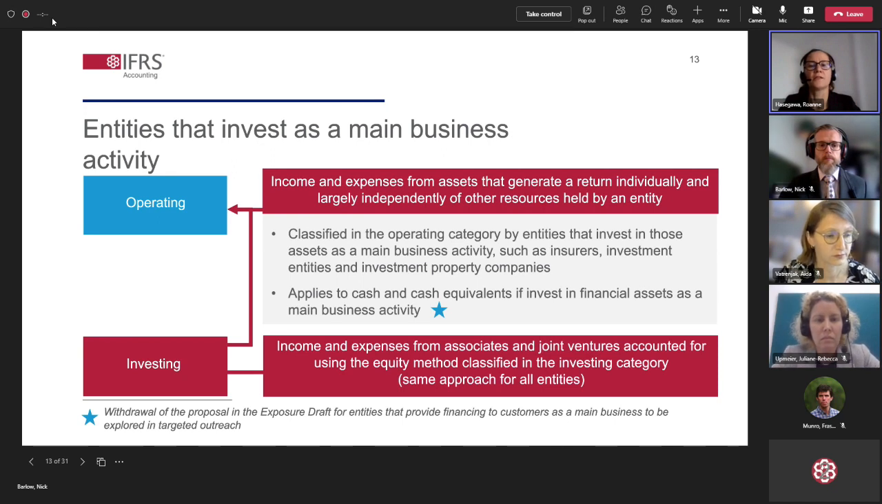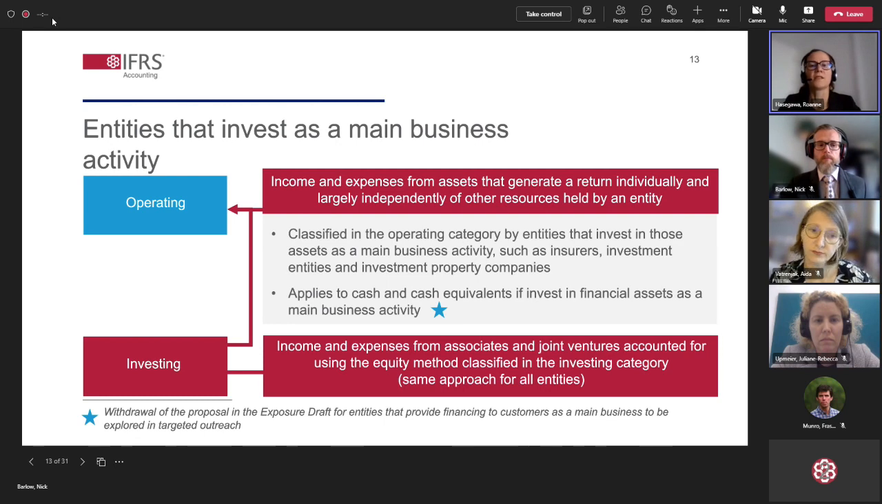The IASB decided to explore in targeted outreach withdrawing the accounting policy choice for classifying income and expenses from cash and cash equivalents proposed for entities that provide financing to customers as a main business activity. The reason is that the IASB expects that many entities that provide financing to customers as a main business activity will also invest in financial assets as a main business activity.